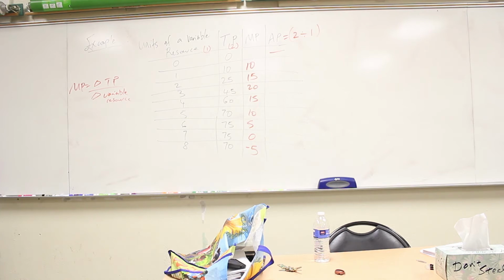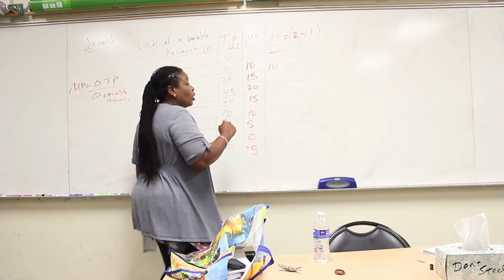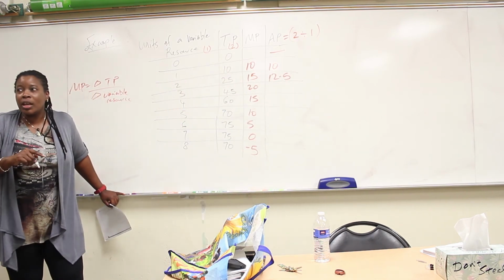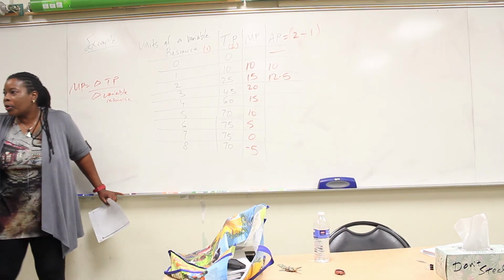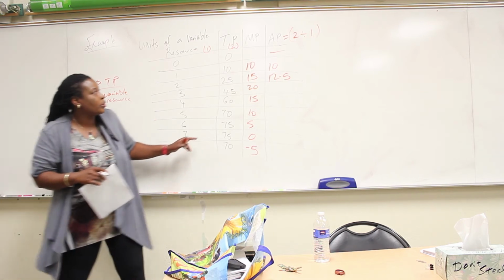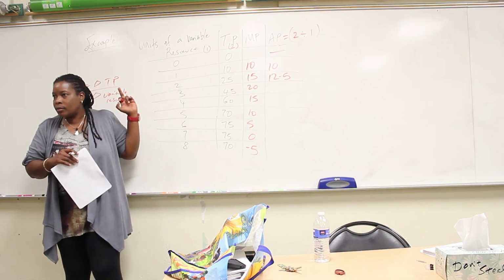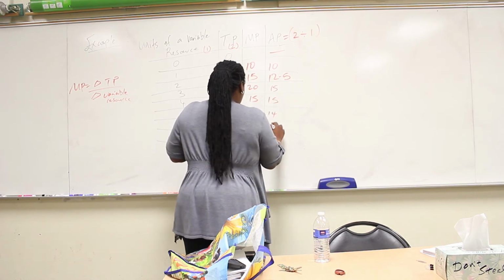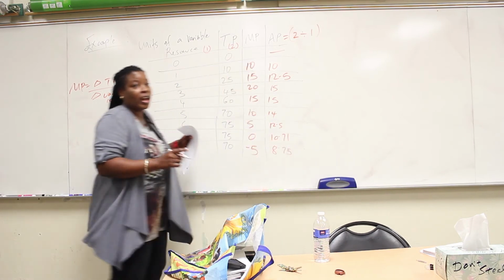One person, what's the productivity or the average product? 2? How much? 12.5. Everybody sees what I'm doing here to get these numbers? So the average product, we're just taking the total product and dividing by the units of the variable resource. So 10 divided by 1, 25 divided by 2. That's the average product.